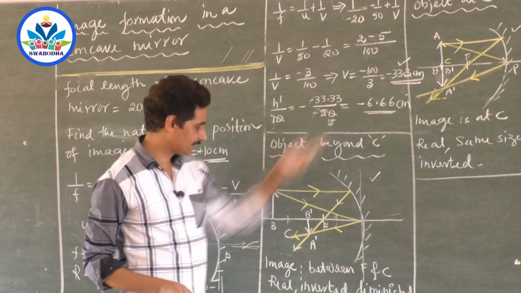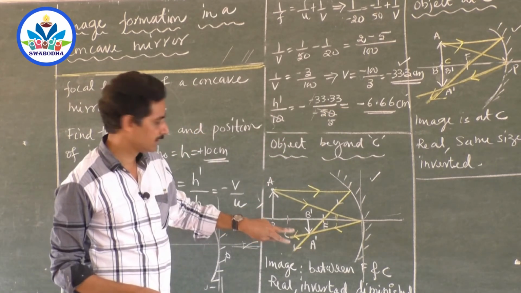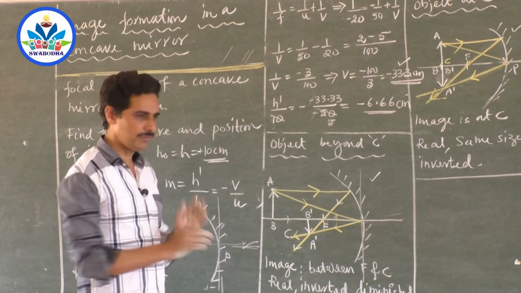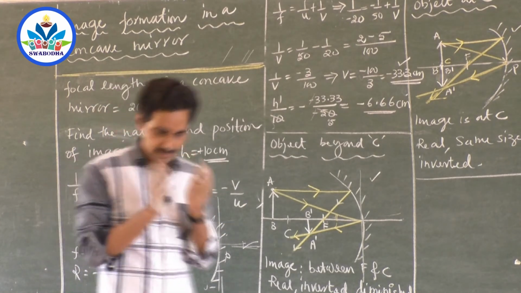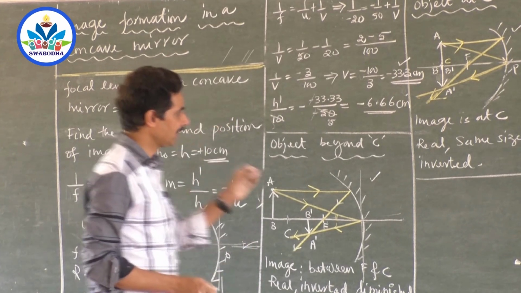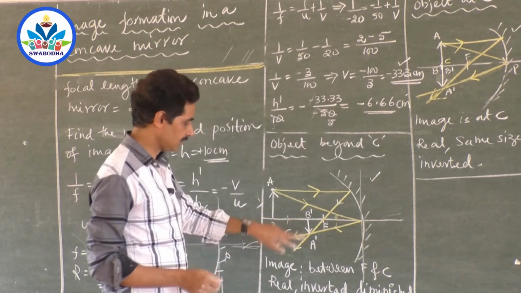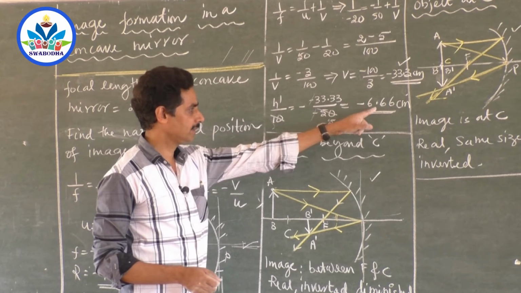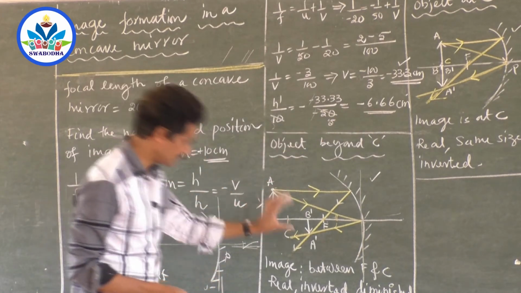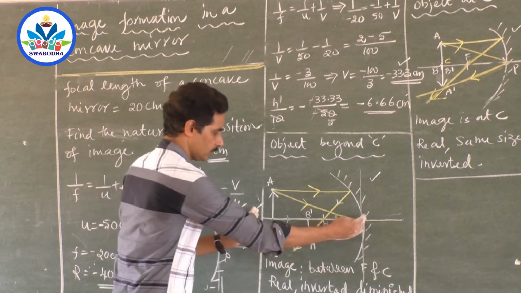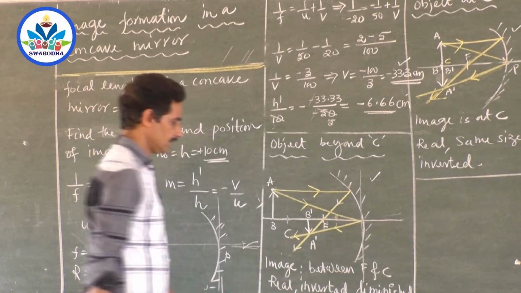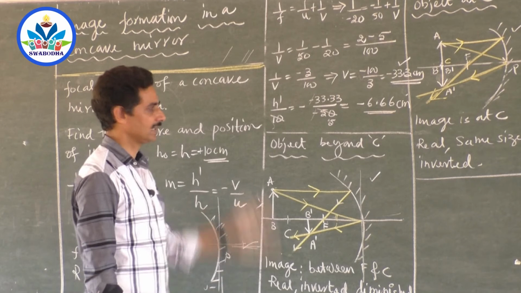Minus sign indicates that it is inverted and it is below the principal axis. So everything goes very clear. So you must be very cool and very patiently you have to solve the problem. So everything has meaning. Negative sign says that it is inverted, and 6 centimeters, which is less than 10, says that it is diminished, and 33.33 says that it is between 20 and 40. It is between F and C. So everything is clear now.